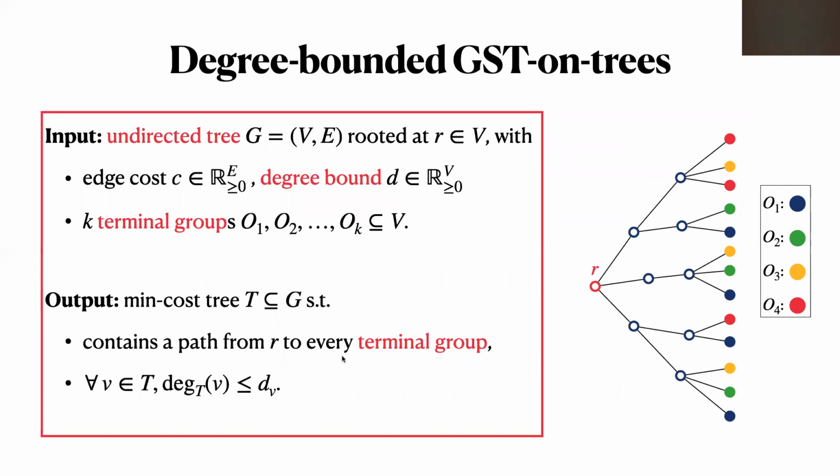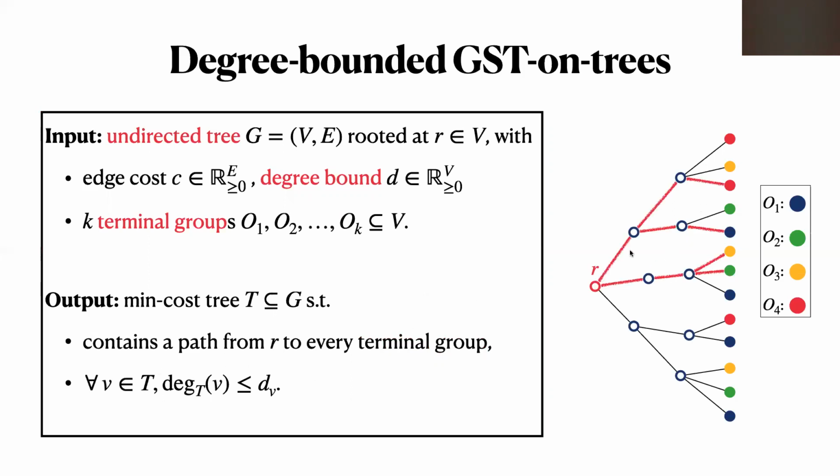Our second result is on degree bounded group Steiner tree on trees. Now the input graph is itself a tree and is undirected. And we have edge cost and degree bound as before, but now the terminals are partitioned into k groups. The desired output is a minimum cost tree that connects the root R with every terminal group. So you only need to connect one terminal from each group. And also we need to respect the degree bound.